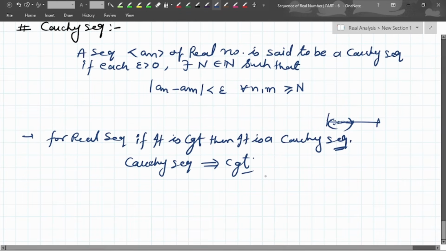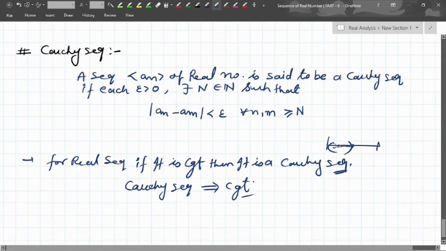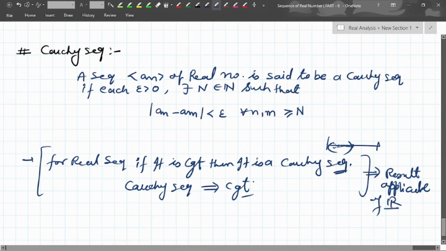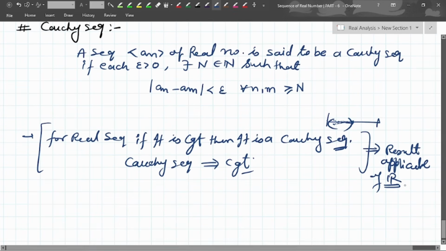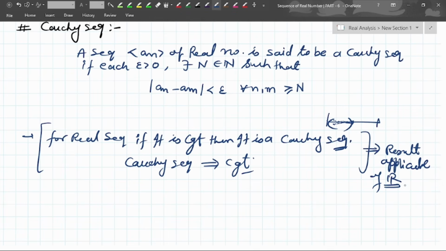In a general complete metric space, it is not like that. I am talking only about the real numbers. This result is applicable for the real number space. I'm not talking about any metric space. If we go to Rn space, then it will not work; you have to proceed differently. These are some definitions related to the Cauchy sequence. So in the real numbers, if your sequence is convergent, it will be a Cauchy sequence. This is a result that we can use here.